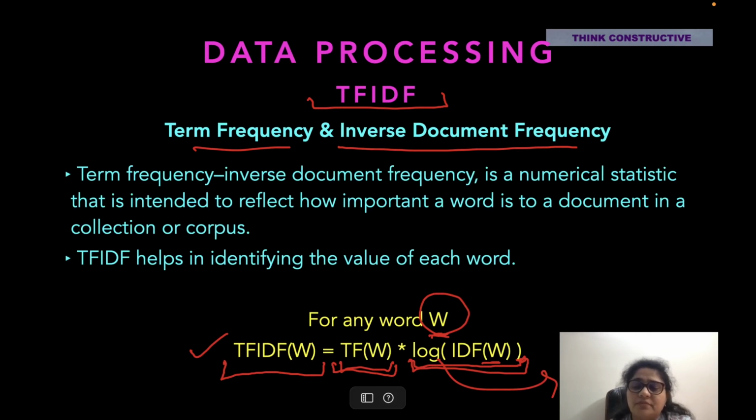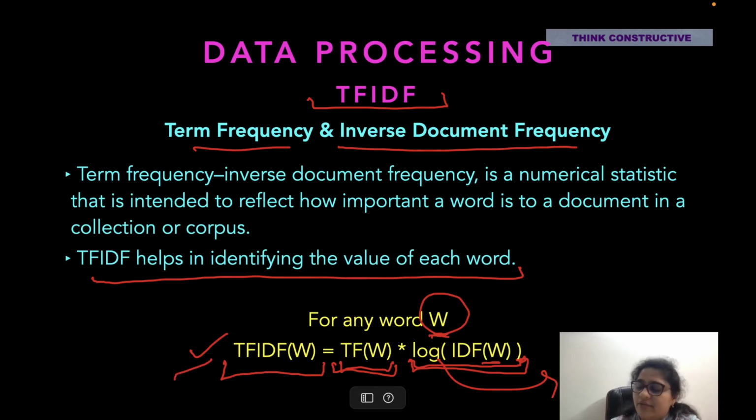Okay, so this is how it will be calculated, because ultimately we have broken down the corpus into separate tokens, and now we are calculating the value of those tokens, so that the computer can finally understand the language of numbers. This is what we are trying to achieve. So now we'll go back to our important points. What TF-IDF does is help in identifying the value of each word. TF-IDF will finally give me the value or the weight of each word for a particular corpus.